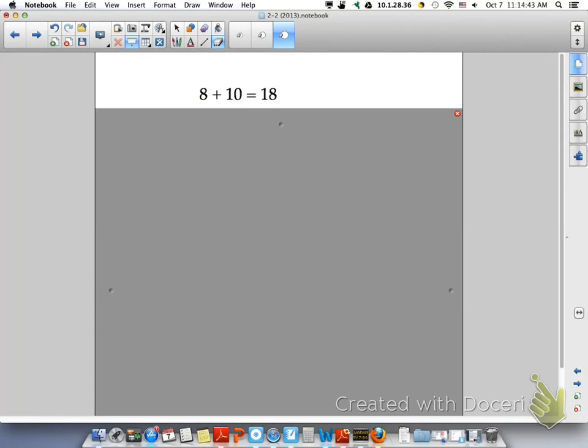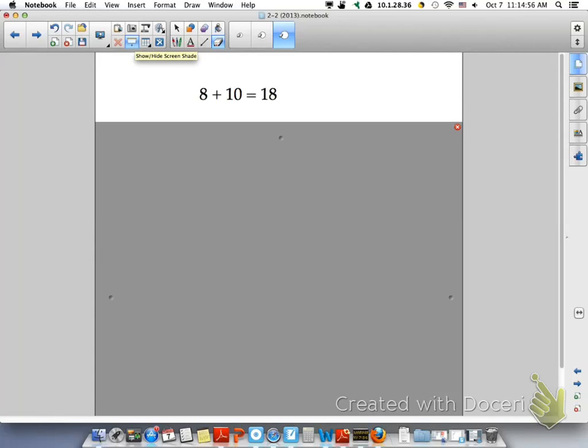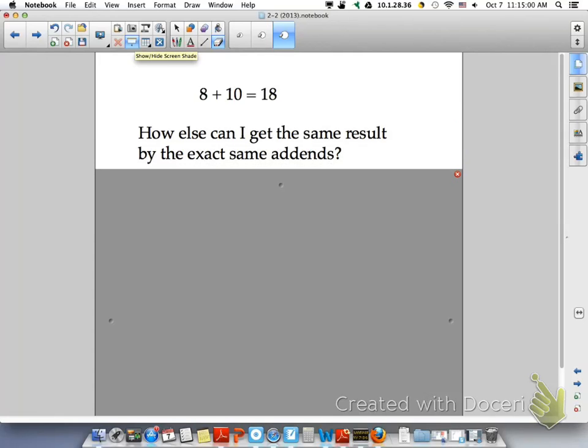All right, I want you to look at this equation. 8 plus 10 equals 18. And I want you to use the same operation and the same add-ins, meaning the numbers that you are adding, and get the same result. How else can you do it?